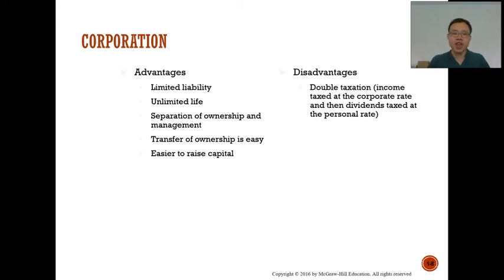It has so many advantages, of course it has a disadvantage. Otherwise, all of the businesses will choose corporation. The disadvantage is the double taxation that I explained a little bit before.